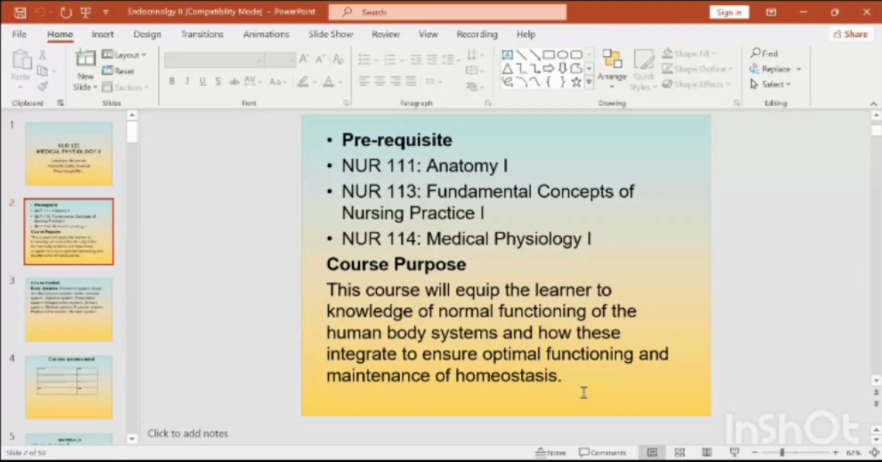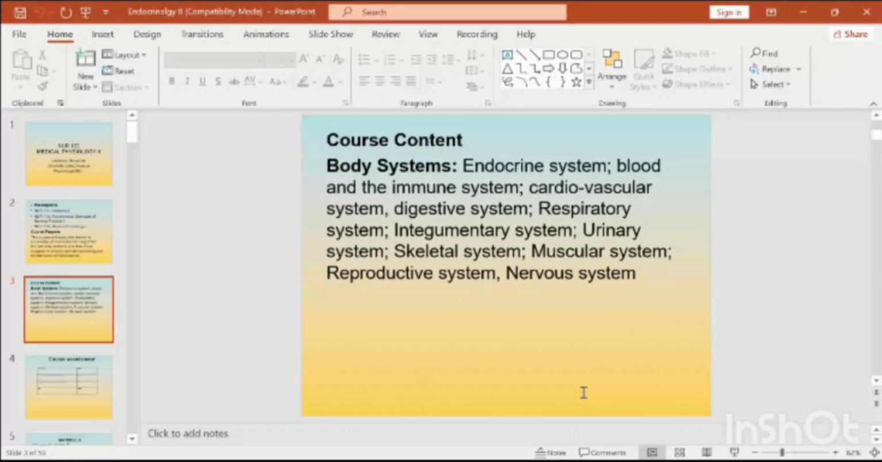Okay. Quite a quick recap on what we saw in our introductory class. The prerequisites for this class include anatomy, medical physiology one, where we spent a lot of time talking about the cell, and some slight concepts from nursing practice one. We'll be mentioning a few aspects as time goes by. These are the systems that we talk about, 11 of them, and today we'll begin with the endocrine system.